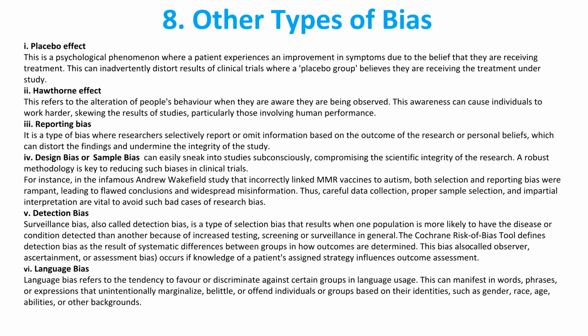Number 3 type is reporting bias. It is a type of bias where researchers selectively report or omit information based on the outcome of the research or personal beliefs, which can distort the findings and undermine the integrity of the study.